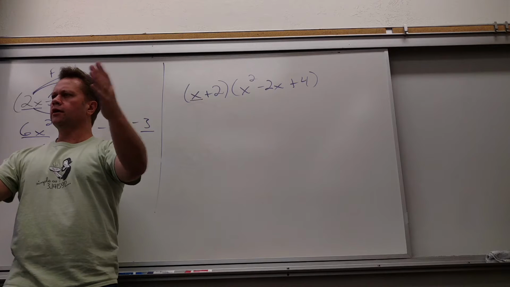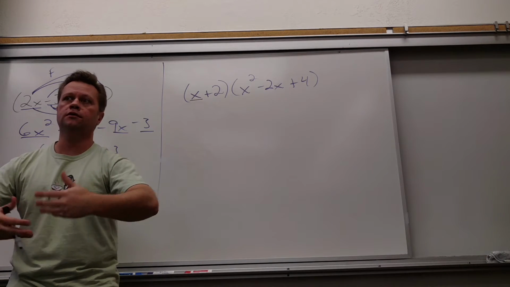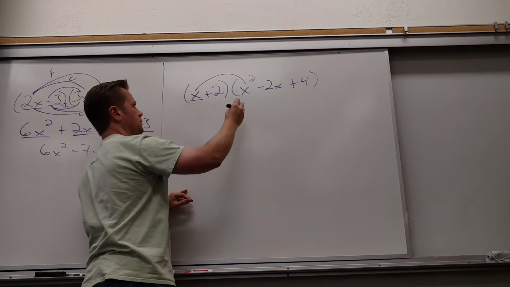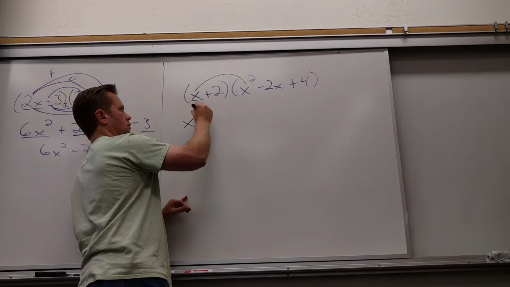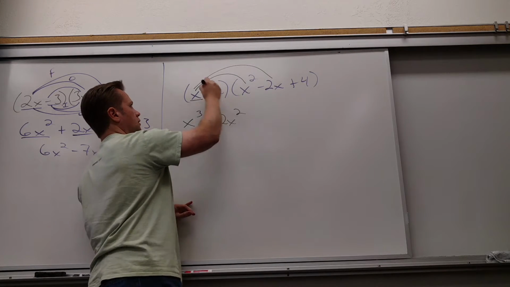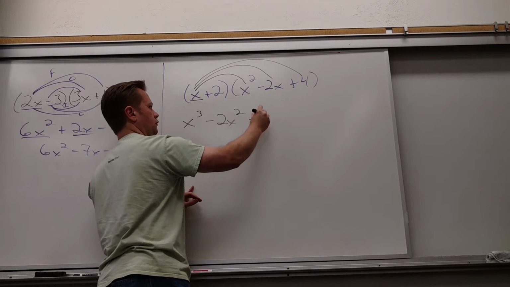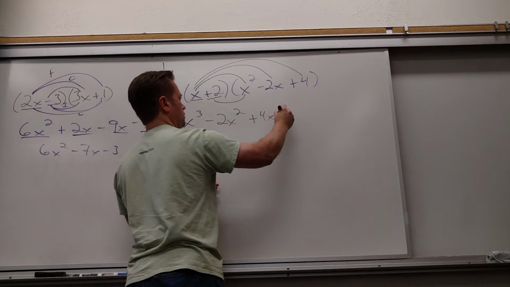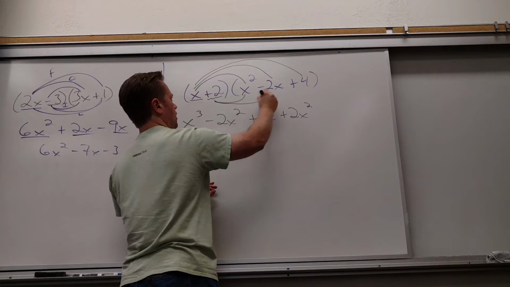But do you understand? If I put 80 terms in there, it's the same. I just do the same way. It's just more to write. So x gets a turn to go through. What's x times x squared? X cubed. X times negative 2x. Negative 2x squared. X times 4. 4x. Now the 2 gets a turn. 2x squared. Minus 4x.